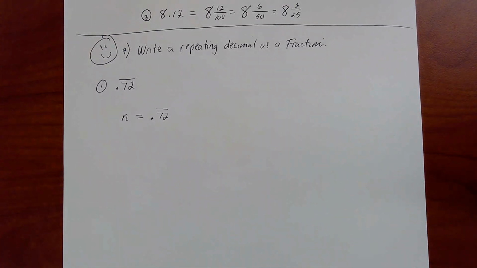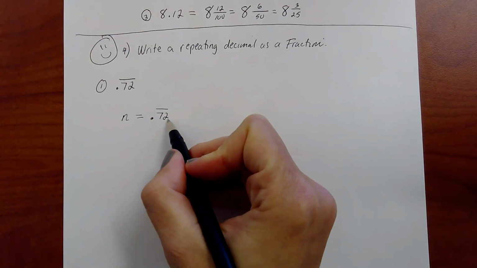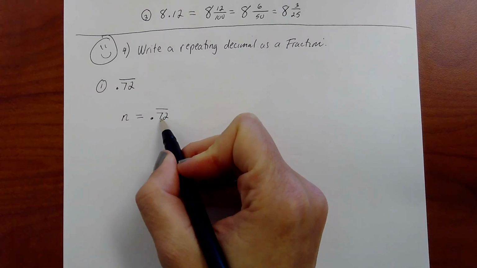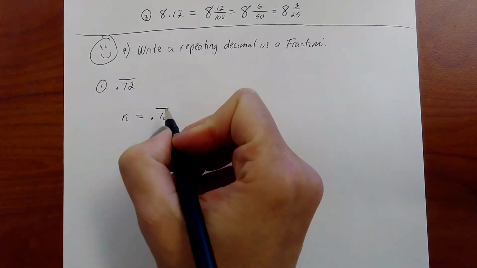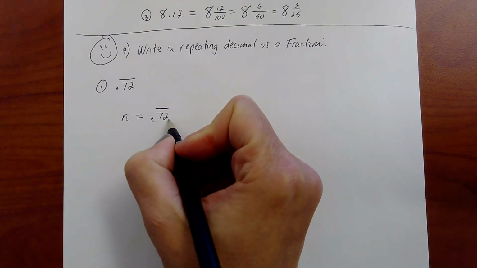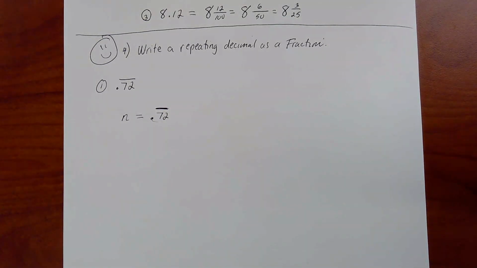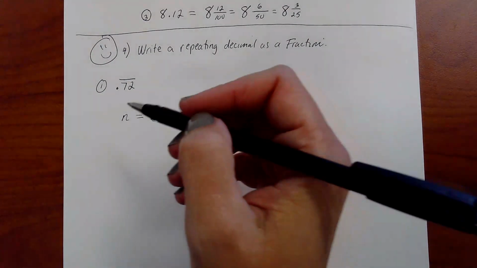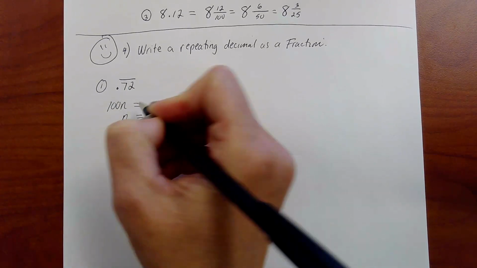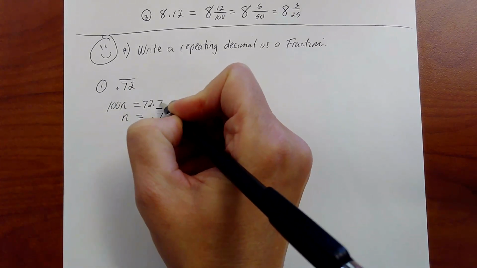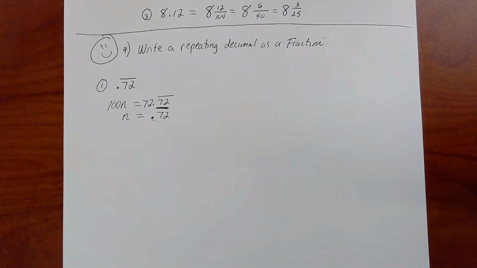Now, I want to move the decimal over enough so I can have a number and then the repeating part. So since there's two numbers repeating, I'm going to want to move it over twice. So what does that mean? That means I'm going to multiply it by 100 to get it to move twice. So if 1n equals this, I know 100n equals that, 72.72 repeating.